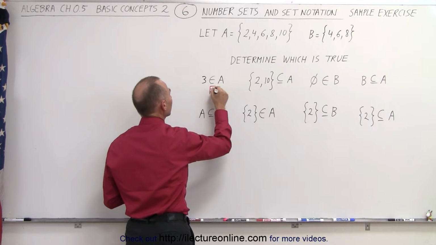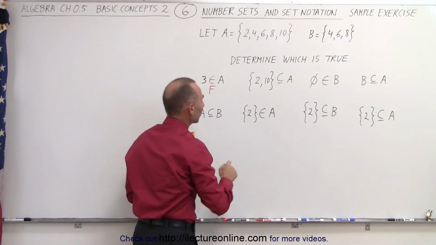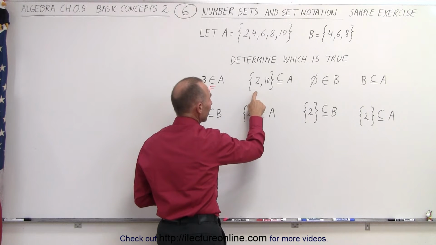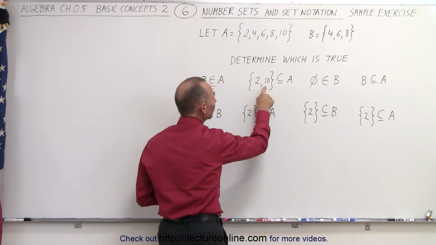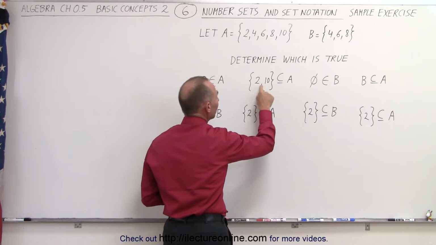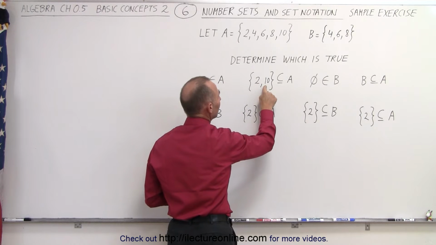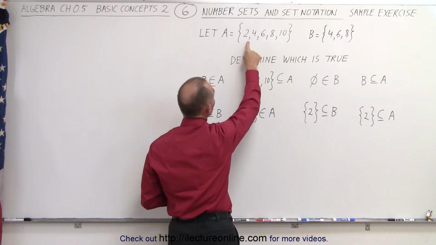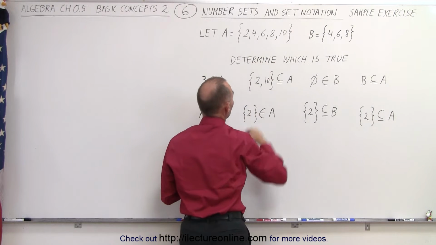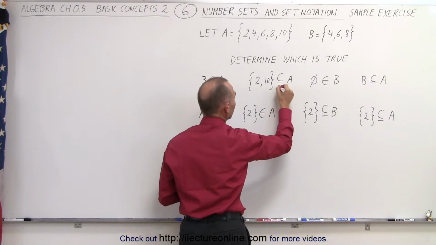so therefore this is a false statement. Here we're asked if the set that contains elements 2 and 10 is a subset of A. Well, that means that both of these must appear in the set A as well. And we look over here, 2 appears there, 10 appears there, so therefore this is a true statement.